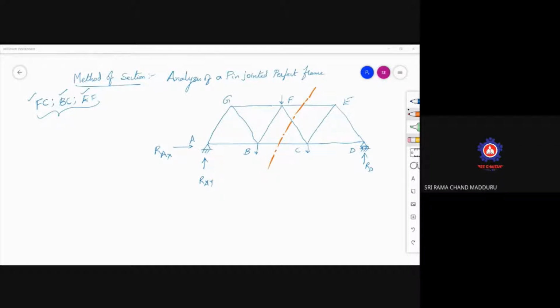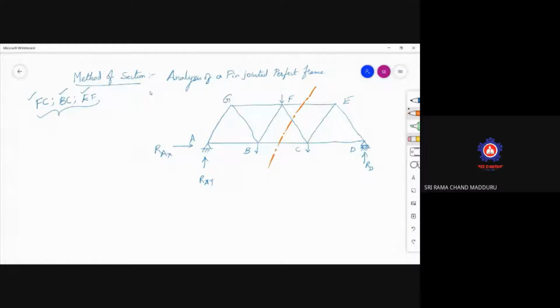Now, see what I am doing in the method of sections. I don't want to know all these forces in the members. If I want to know only a few forces, for example FC, BC, EF, these are the members where I would like to know what is the nature of the force as well as what is the magnitude. Understand? Magnitude means value, something like 50 kN, 40 kN, 45 kN. Nature of the force means whether it is tension or compression.